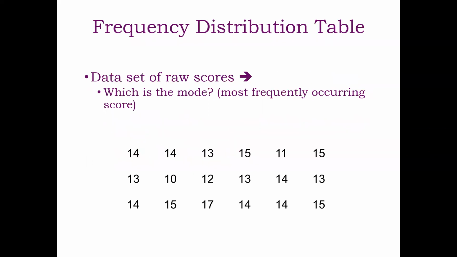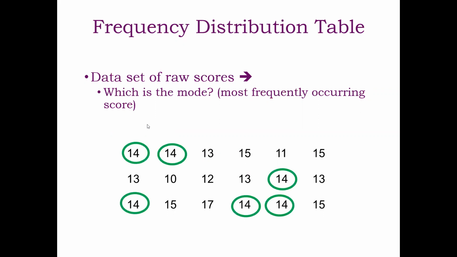Okay, here's an example of a data set of raw scores, right? So which is the mode? Anyone? All right, you guys aren't here, so we'll just have to show you. The mode is the most frequently occurring score. In this case, it's 14 because 14 occurs 6 times, right? You can see 15 is 5 times, which is the frequency of 15 is 5. The frequency of 14 is 6. The frequency of 17 is 1.